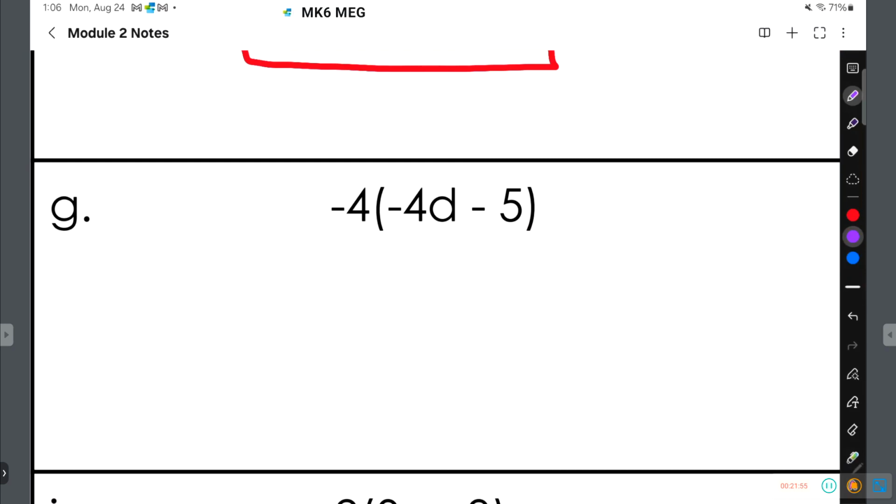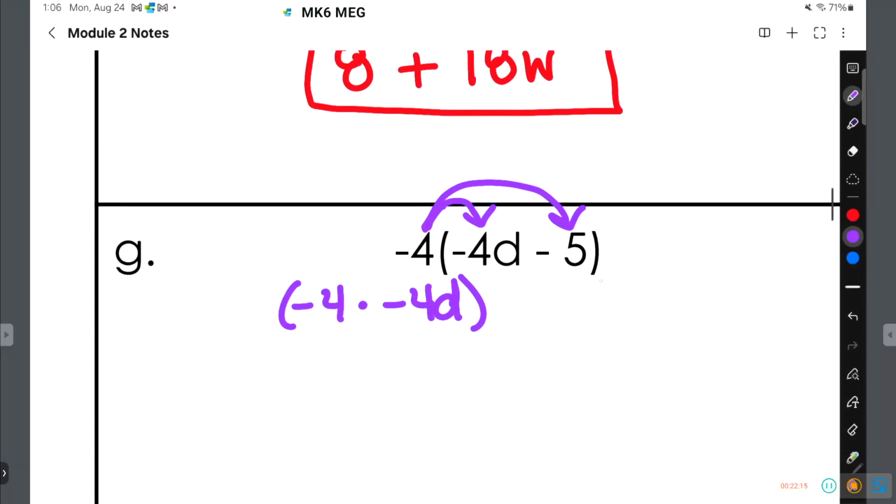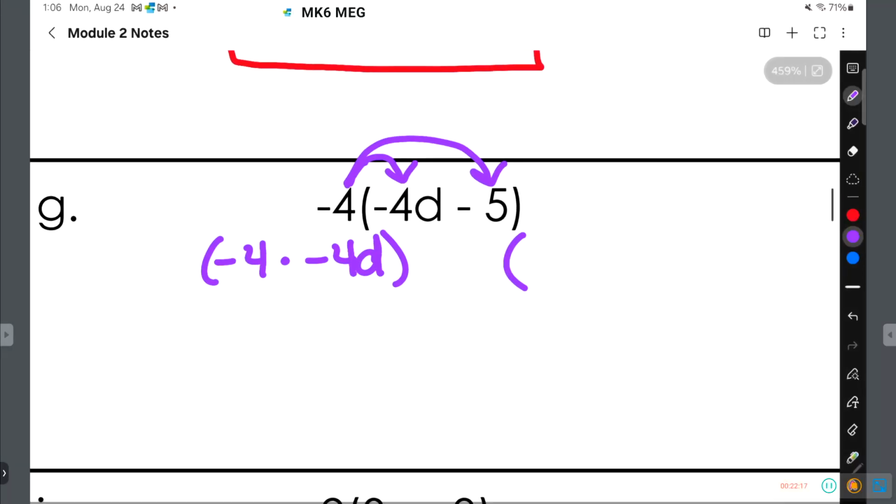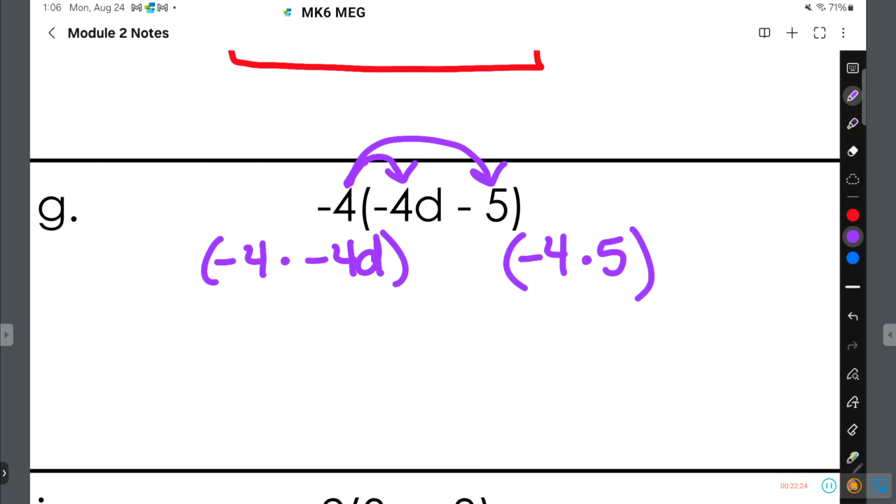How are we going to do G? Negative 4. Right, we're going to give it to both, right? And so the first one's going to be negative 4 times negative 4D. And the second one is going to be what? Negative 4 times 5. This is a subtraction sign that separates the two, right?